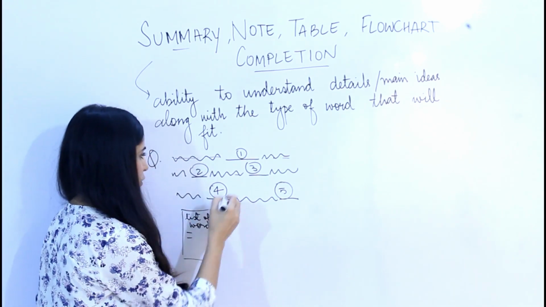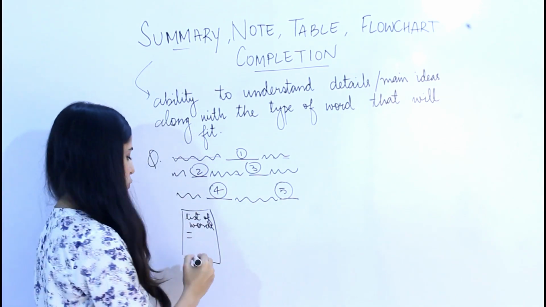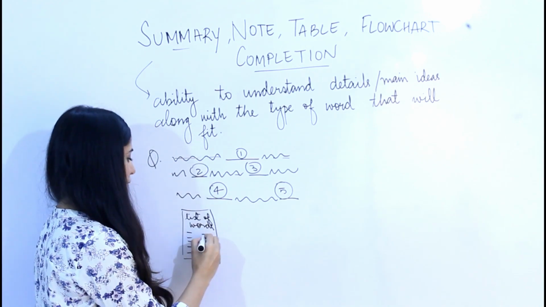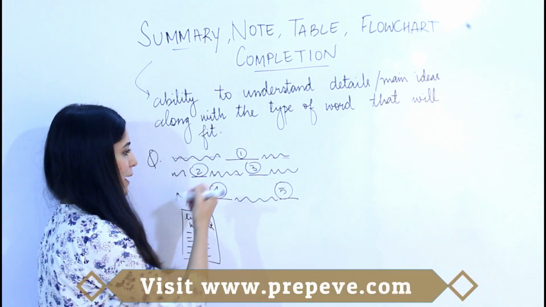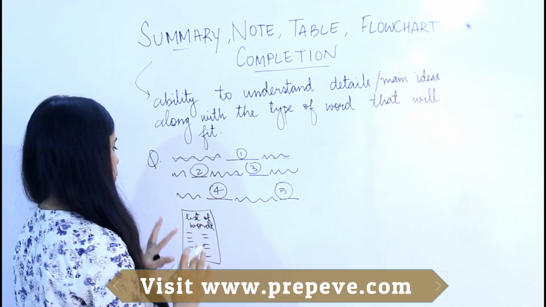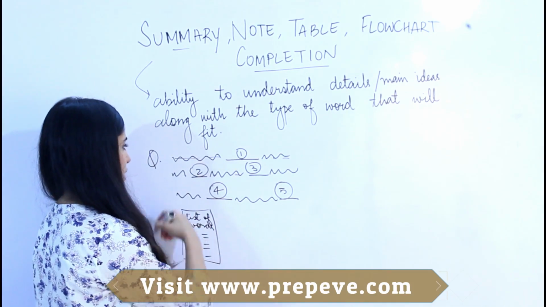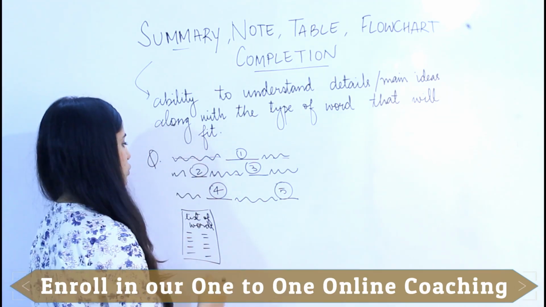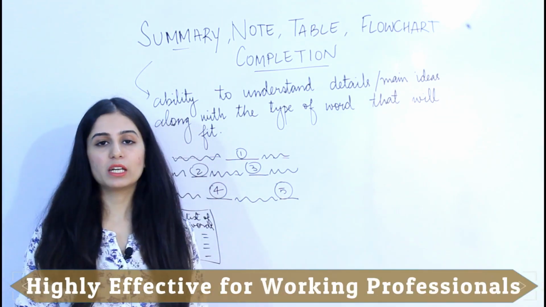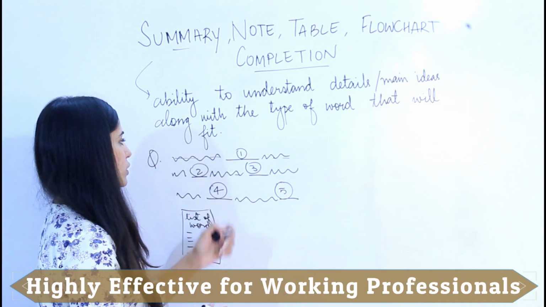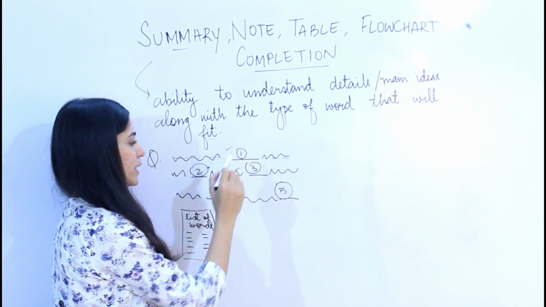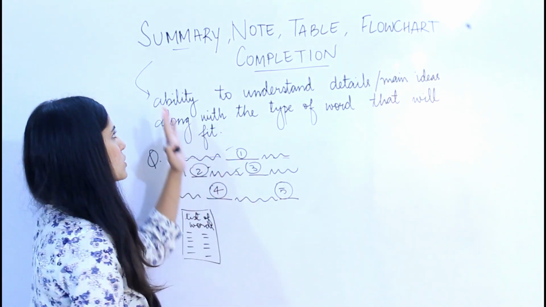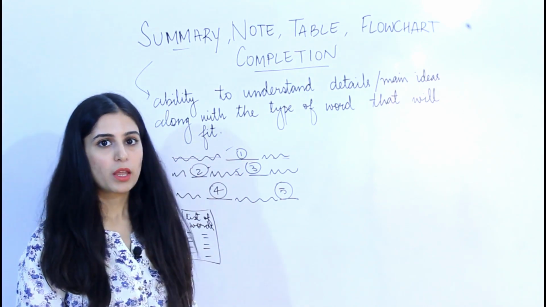So here, if there are 5 blanks, they might give you 7 or 10 words, some of which might fit in here. So you need to have a look at these words and fill them up in these blanks, or you might have to go back and look into the reading passage and try to figure out which word would fit in these blanks. So this is your summary completion question.